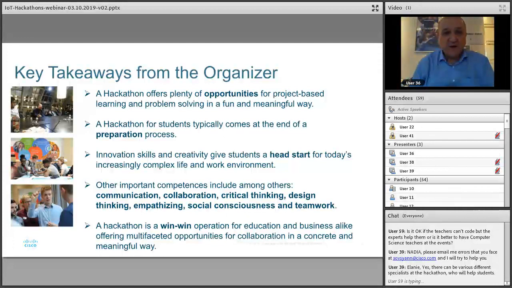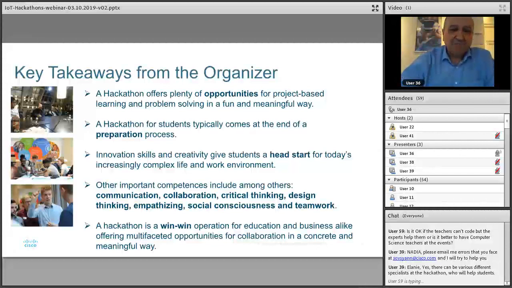Here are my key takeaways. A hackathon offers plenty of opportunities. It's project-based learning, it's active learning, it's problem solving in a fun and meaningful way. Typically, we need a good preparation for a hackathon. Doing a hackathon is a head start for our students, because we know that life and work environments are becoming increasingly complex. So it's a good preparation.